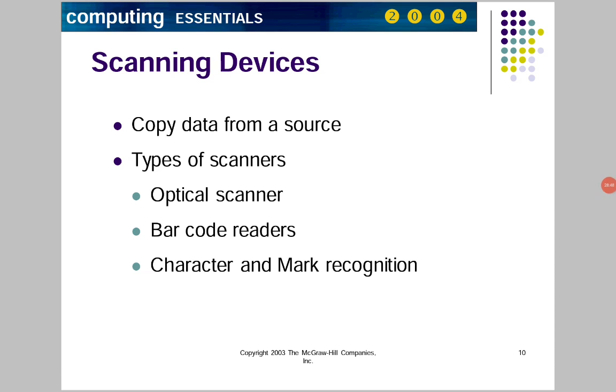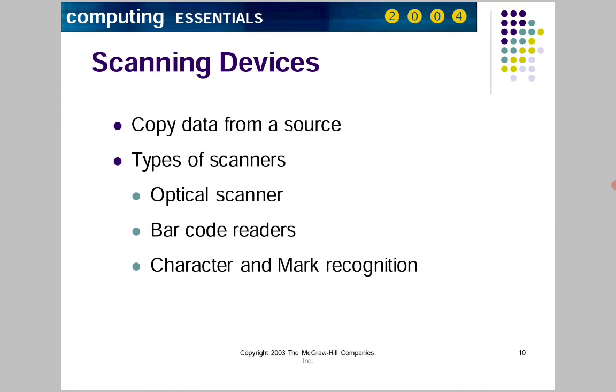Next is scanning devices. So what are scanners or scanning devices? They simply copy data from a source. Types of scanners are optical scanners, barcode readers, and character and mark recognition. So scanning devices, the example is a scanner. Scanner is one of the scanning devices. It's simply used to copy data from a source. And there are many types of scanners available like optical scanners, barcode readers, character and mark recognizers. All these are used as scanning devices.